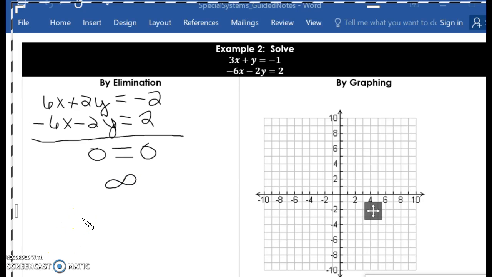Have the guest teacher pause this video and you guys graph it to verify that that's true. When you put your equations into slope-intercept form to graph them, you'll find that they are actually the same equation. So again, this system has infinite solutions.